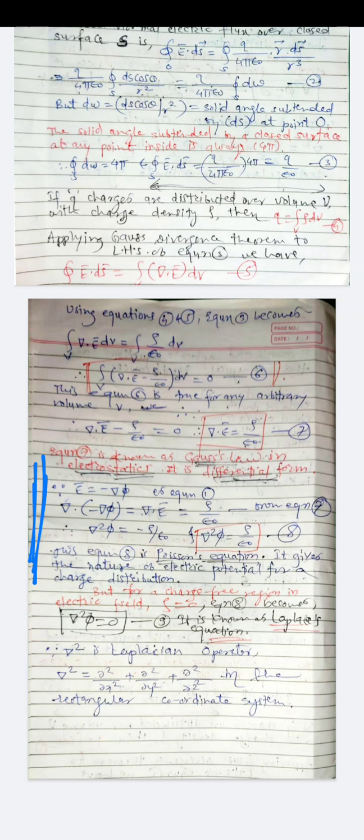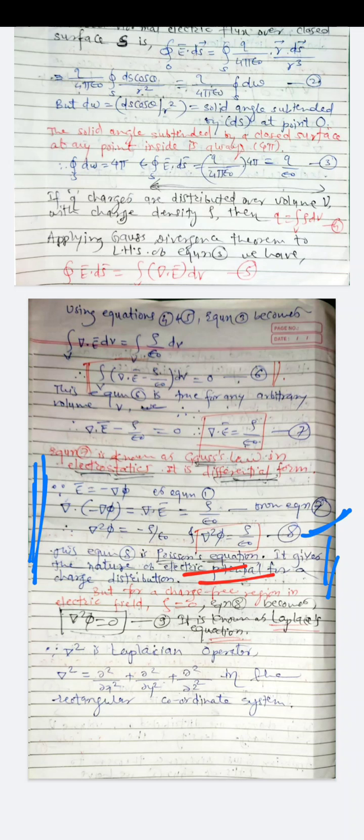Now the further step of this derivation is del square phi equal to minus rho upon epsilon 0, which is equal to rho upon epsilon 0 in its modular form. It is expressed by equation number 8. Now this equation number 8, del square phi equal to rho upon epsilon 0, is known as Poisson's equation. This equation gives the nature of electric potential for a charge distribution.